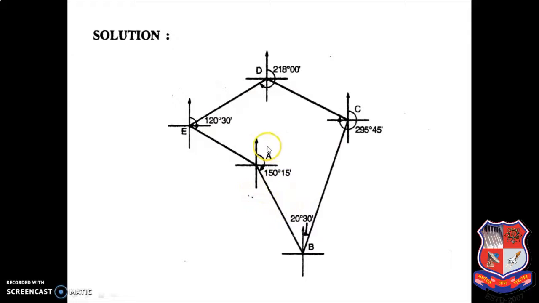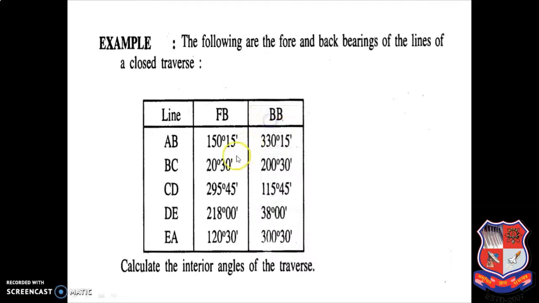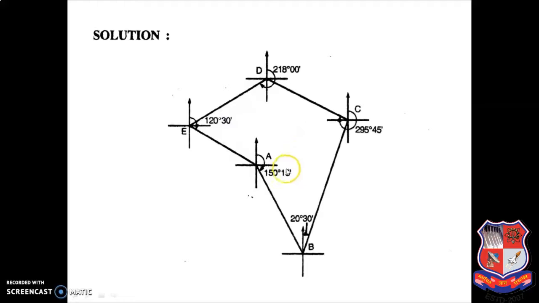Same procedure you can do with the help of back bearing also. Here I have taken all the fore bearing readings, but if you want to draw the traverse, you can draw it with the help of back bearing also, whatever is suitable to you. Okay, so in this way, first of all, you have to complete your traverse and then you have to proceed further. So now we will proceed further.